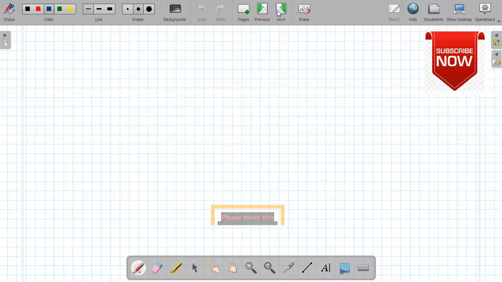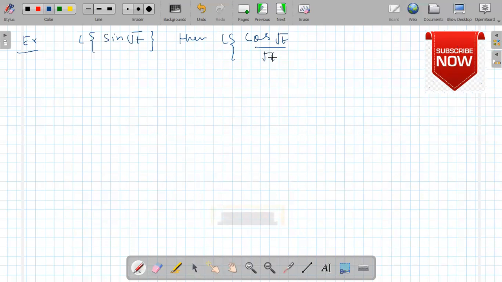Next is a very interesting question, or you can say example. Find the Laplace transform of sine square root of t. And then using this result, the Laplace transform of sine of square root of t, you have to find the Laplace transform of cos of square root of t divided by square root of t.